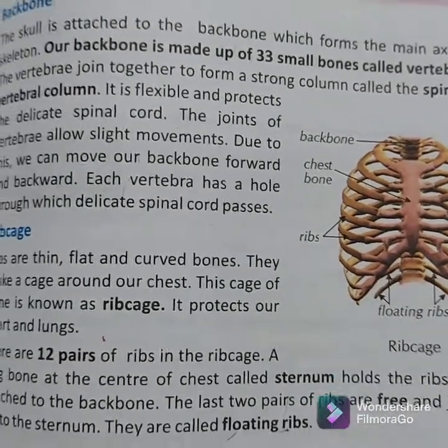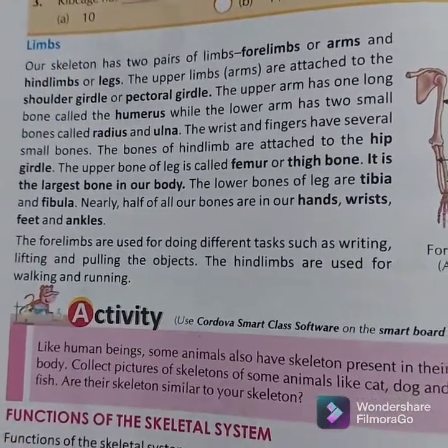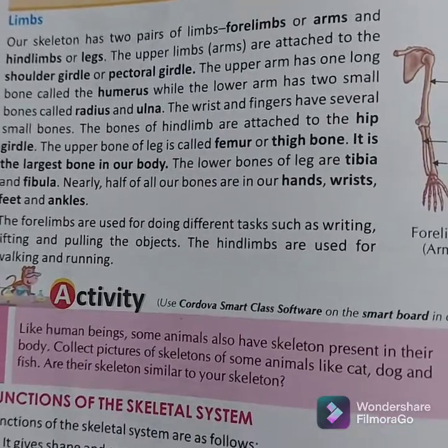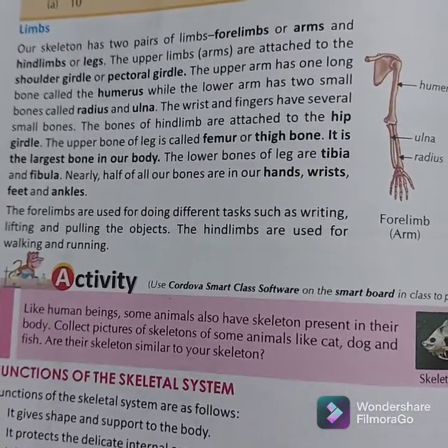So, this also forms a very protective structure of our body as it helps in protecting the lungs. Right? It is present as a covering of our chest. It helps in protecting the lungs and the heart.